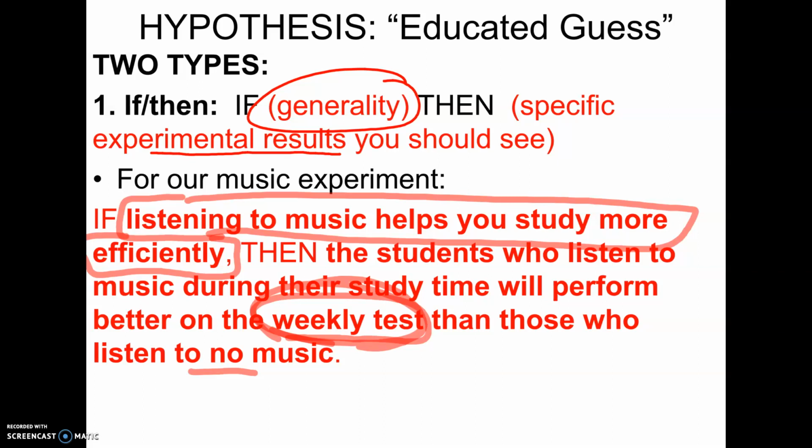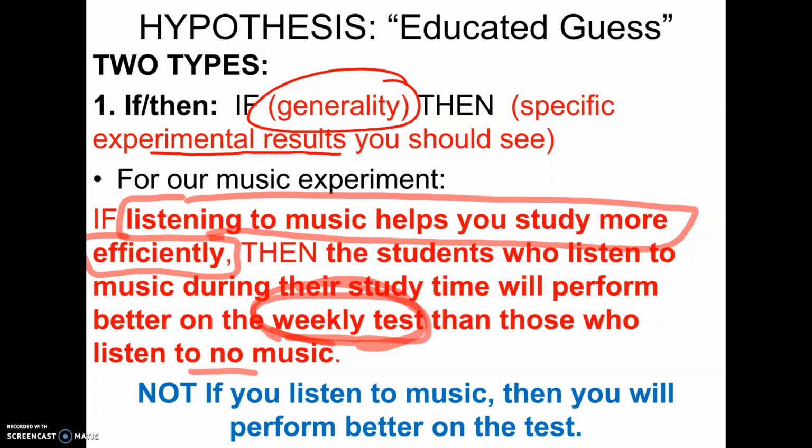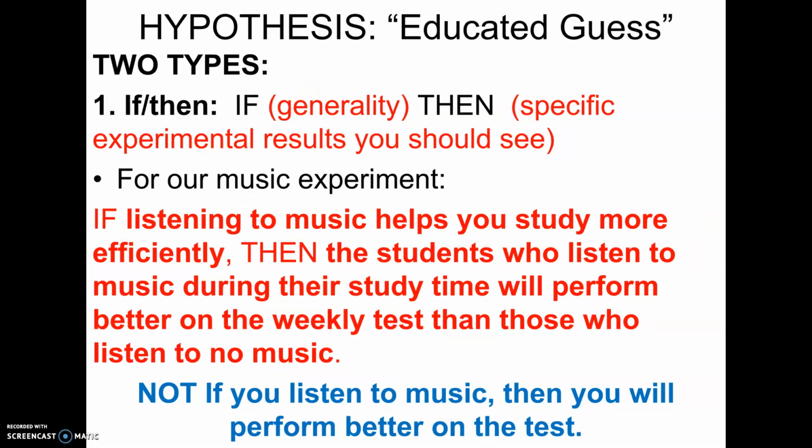Now, let me show you one that's wrong. If you listen to music, then you will perform better on the test. This would not be a correct if-then, because if I look at the if part, does it tell me what they think? If you listen to music, that really doesn't tell me anything. If I listen to music, no. You notice the correct if, listening to music helps you study better, that's what they think. The then part is okay, they'll perform better on the test, but the if part is wrong. So that is an appropriate if-then hypothesis.